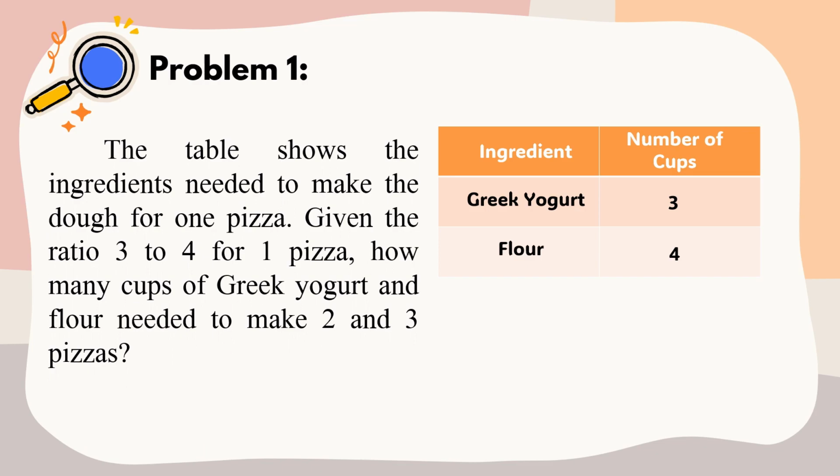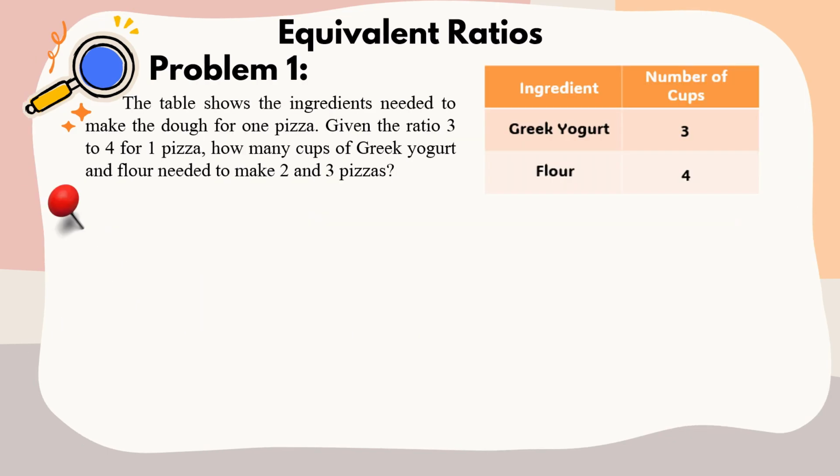How to make equivalent ratios? Let's study the first problem to understand how to make equivalent ratios. The table shows the ingredients needed to make the dough for one pizza. Given the ratio 3:4 for one pizza, how many cups of Greek yogurt and flour are needed to make 2 and 3 pizzas? To answer the problem, let's use the bar diagram.